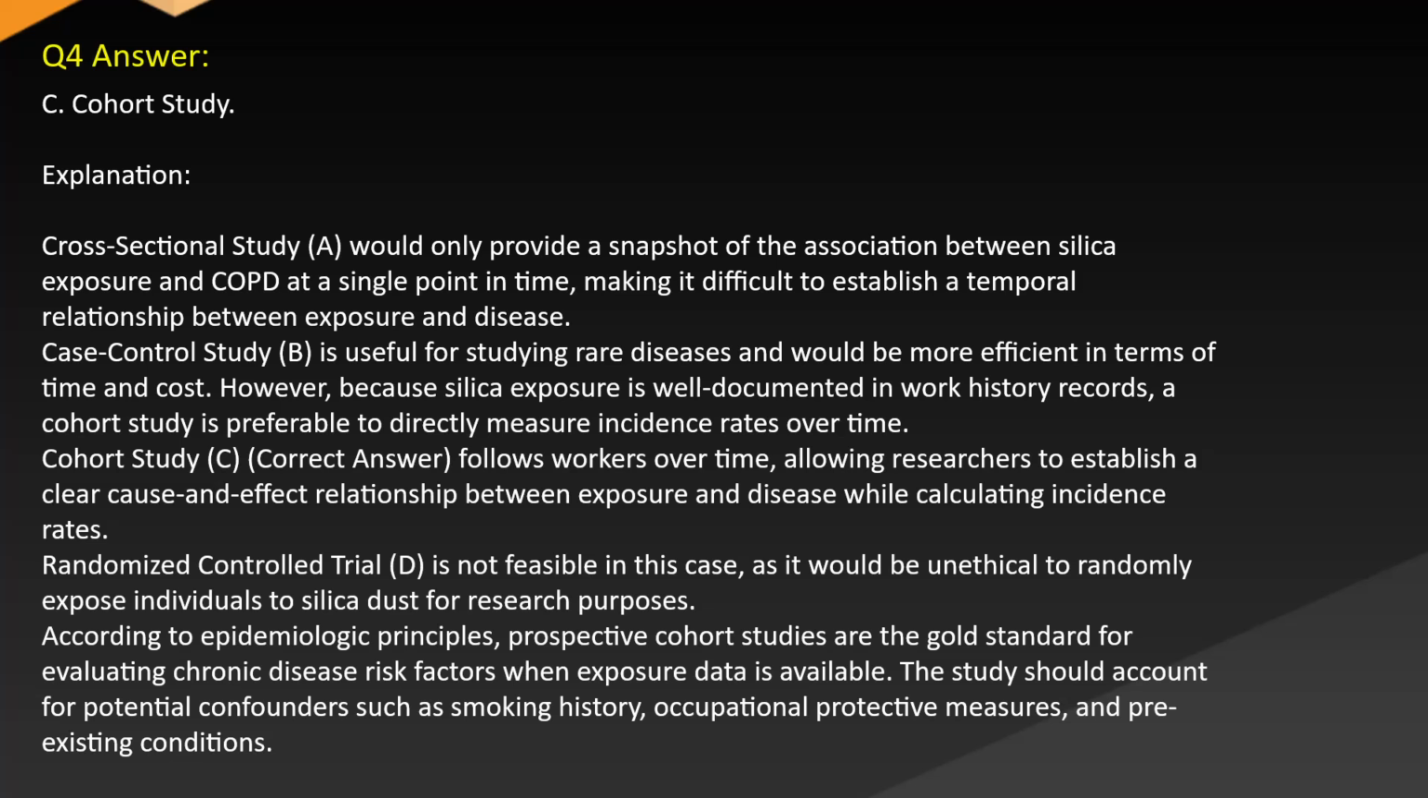Cohort study C. Correct answer: follows workers over time, allowing researchers to establish a clear cause and effect relationship between exposure and disease while calculating incidence rates. Randomized controlled trial D is not feasible in this case, as it would be unethical to randomly expose individuals to silica dust for research purposes. According to epidemiology principles, prospective cohort studies are the gold standard for evaluating chronic disease risk factors when exposure data is available. The study should account for potential confounders such as smoking history, occupational protective measures, and pre-existing conditions.